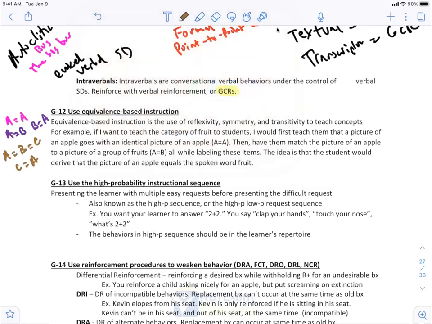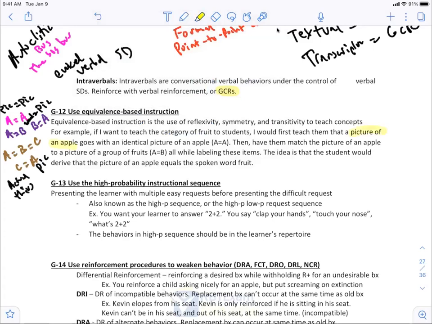Okay, I have a picture. Pic equals the picture. Okay. Pic, the word equals the picture. So a picture equals a picture. Then we have the word equals the picture, right? Down here, we're going to have the picture equals the word equals the actual thing. Therefore, what? The picture, actual thing. That's what we're talking about, equivalence-based instruction. Okay, so you're first going to teach a picture of an apple.